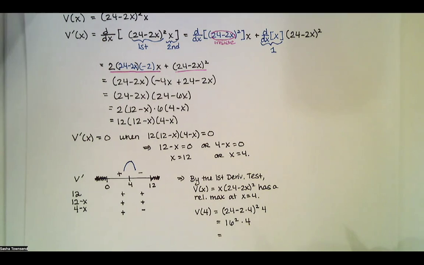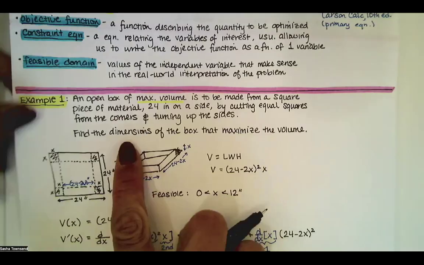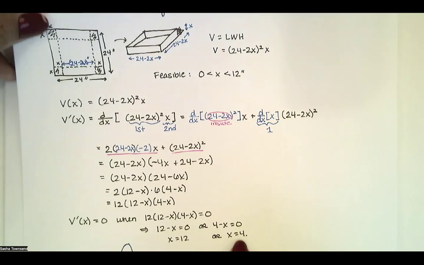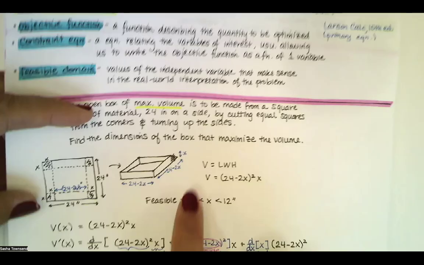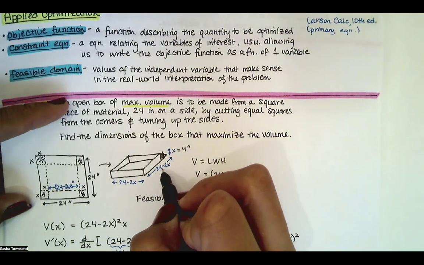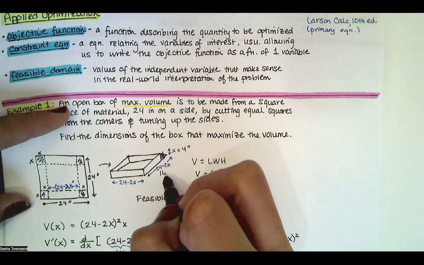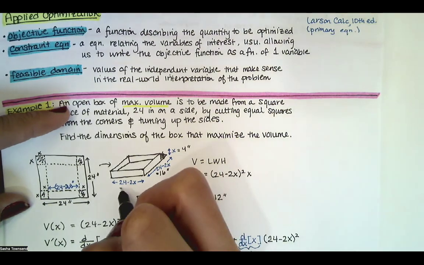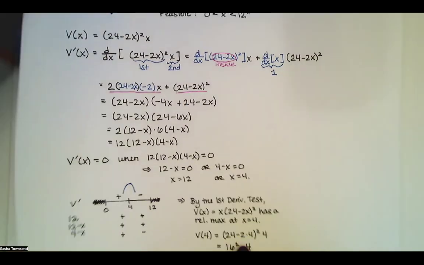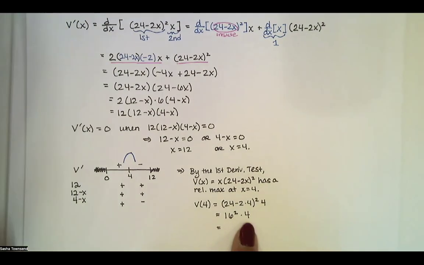Now, they didn't actually ask me for the maximum volume, did they? They said, find the dimensions of the box that maximize the volume. Well, if x is equal to 4, then I've got 4 inches here. And then this is 24 minus 8, so that's 16 inches. And that's 16 inches. So our volume is 16 inches by 16 inches by 4 inches, which is what we get here.